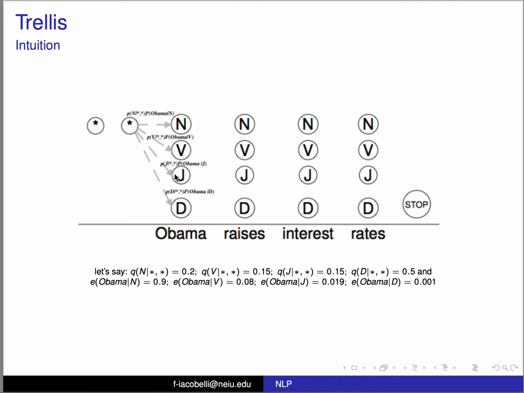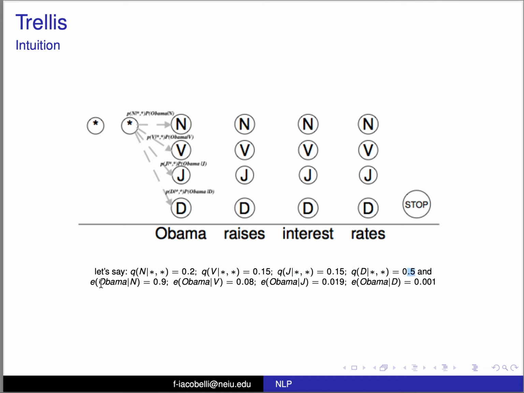The next path is the probability that Obama is tagged as an adjective times the probability of adjective coming after star star, and so on, for all the tags that we have for this word. So let's say that we have probability of noun given star star is 0.2, probability of V given star star is 0.15, probability of J given star star is 0.15, and the probability of determiner given star star is 0.5, right?